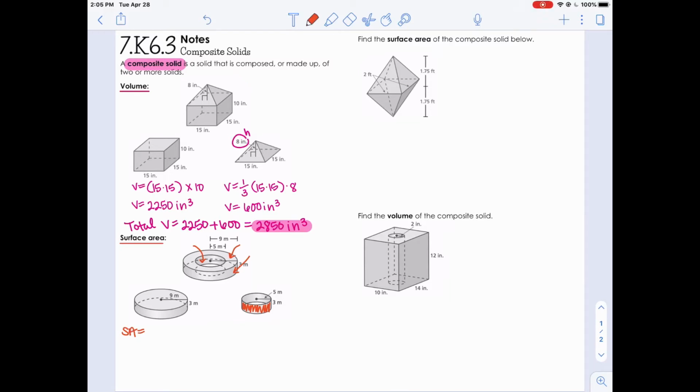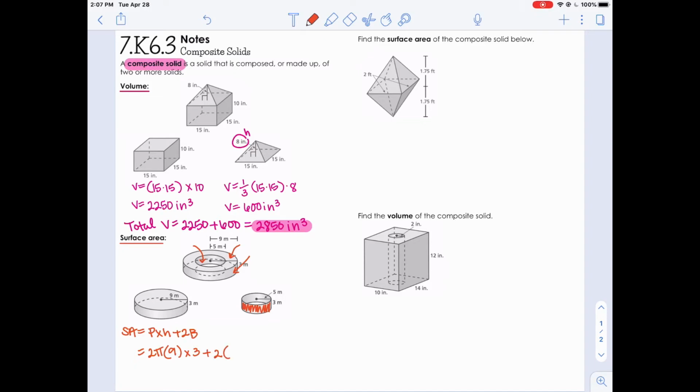Again, looking at my formula sheet, we have P times H plus 2B. And remember, perimeter is P, H is the height of the cylinder, and then 2 times the base area. So first I need to find my perimeter, which is circumference for a circle. So I'm going to take 2 times pi times my radius, which is 9. Then I'm going to multiply that by the height, which is 3 meters. And I'm going to add on the 2 circle bases.